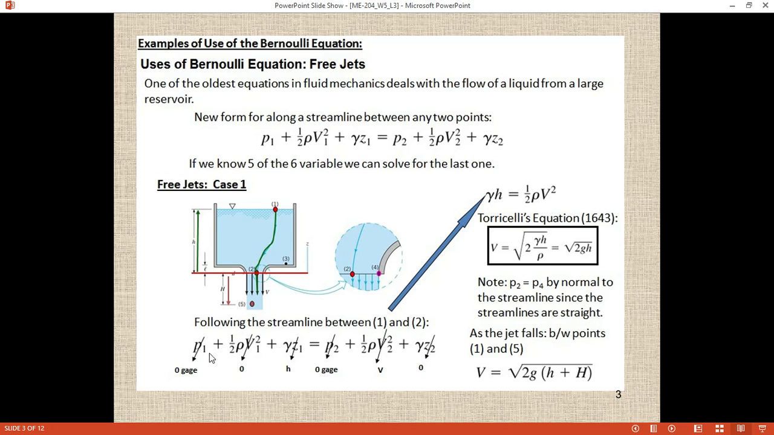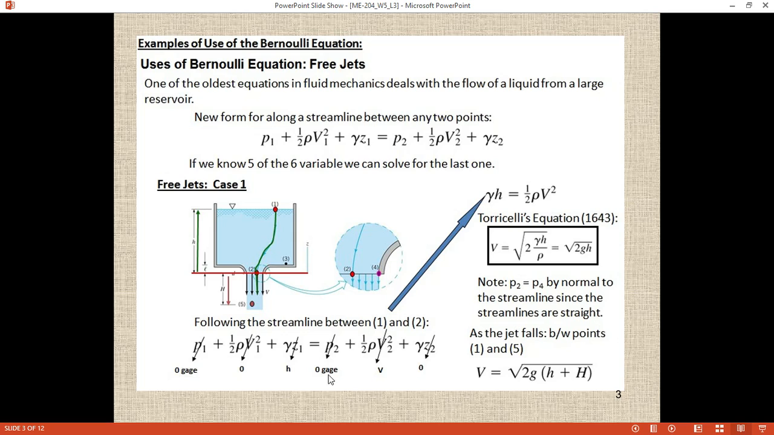Pressure P1 will be 0, as I said. The velocity at the top will be 0, so this term will be 0. Point 2 and point 1, so this is our datum line. The distance between point 1 and the datum line is h, so this Z1 will be replaced with h. P2 is the pressure at point 2, which is atmospheric pressure, so it is considered to be 0 gauge pressure.